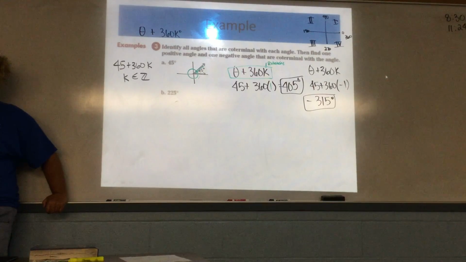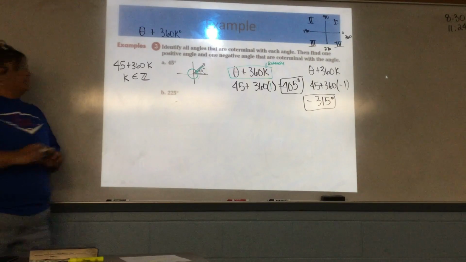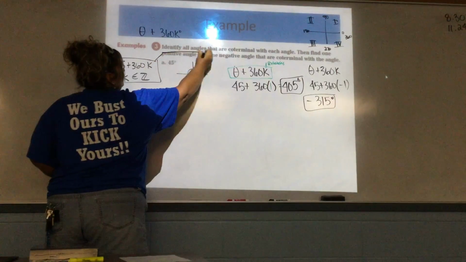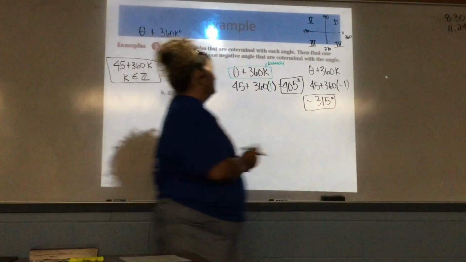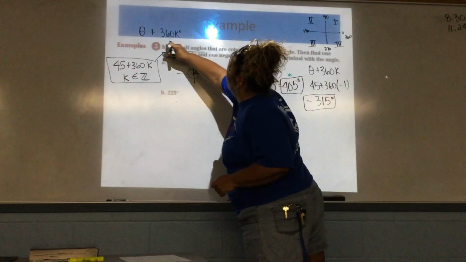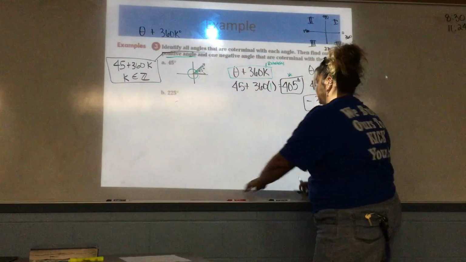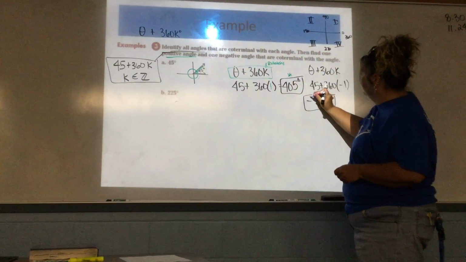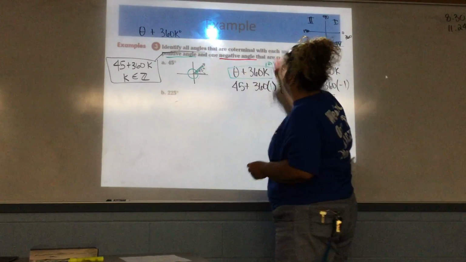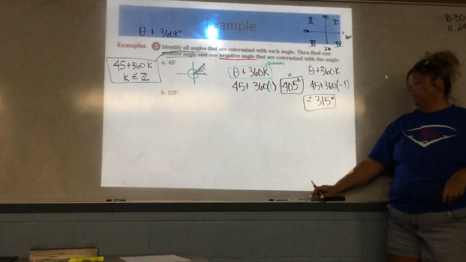So which part of that would be the answer? All of it. This one identifies all angles that are coterminal. This one right here is my positive angle, and this one right here is my negative angle, coterminal.